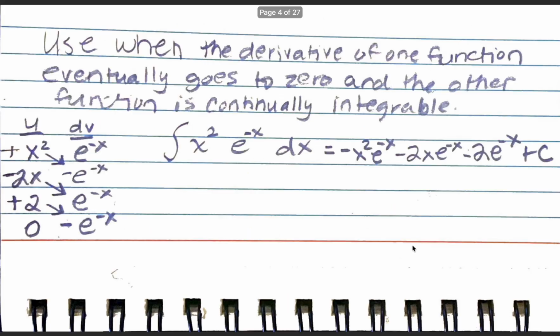Well, what are those? To use the tabular method, the derivative of one function must eventually go to 0 and the other function must be continually integrable. An example for that will be u being x squared and dv being e to the negative x. Notice when we differentiate x squared over and over again, it will eventually be 0. However, for dv, which is e to the negative x, if we continue to integrate that, we will never get to 0. It will always be integrable. If this is the case, then we can use the tabular method.